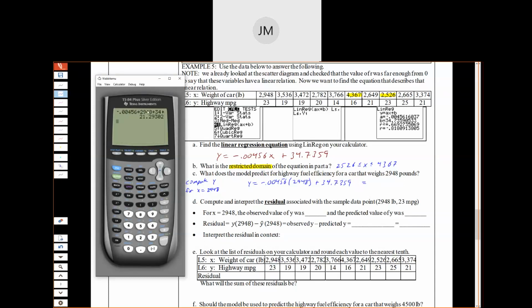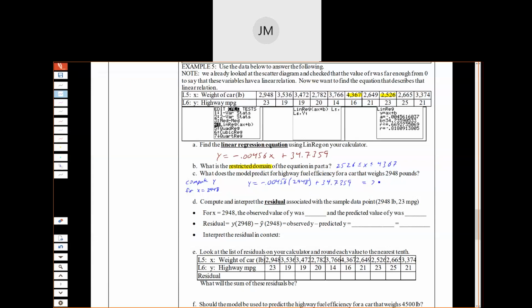Okay. And I get 21.29302. My y values have units of miles per gallon, so I can put that in there, mpg. Now let's compute the residual associated with that point.